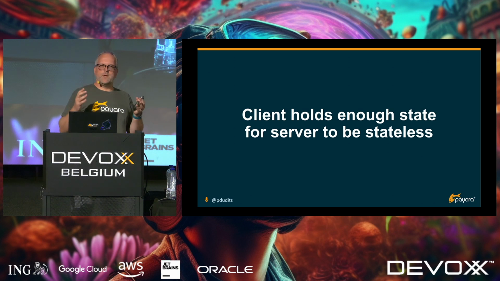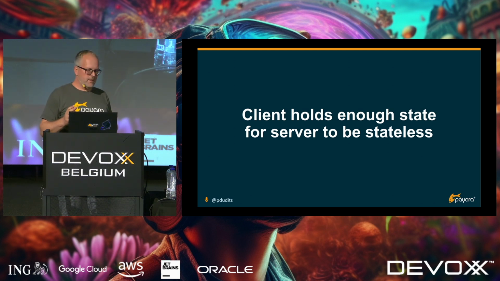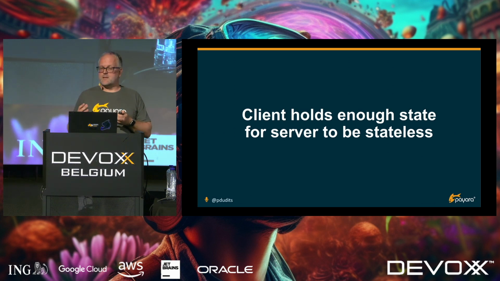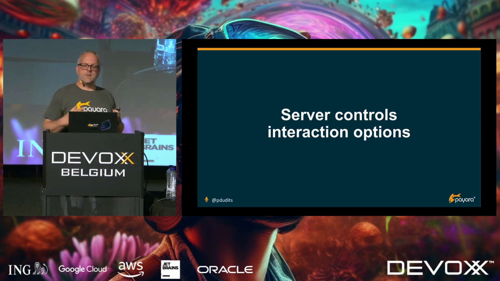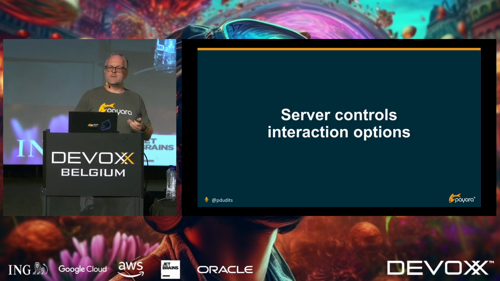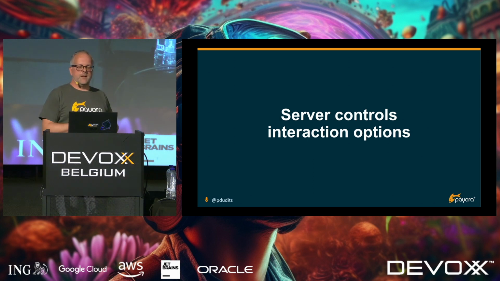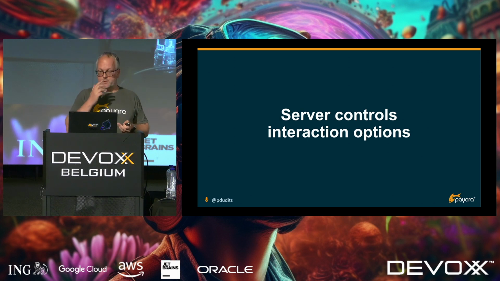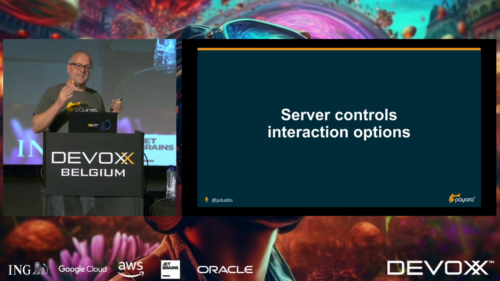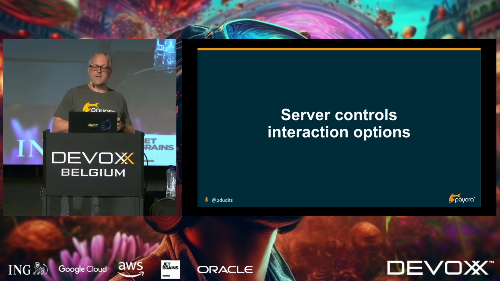So the client holds the visual representation of what we are doing, and it should have enough information for the server to be stateless. And the server will then control what happens next. It will deliver us the next page, with the updated form controls or with the new navigation options we have. So this is what we mean if we say that the front end is hypermedia in its original meaning.